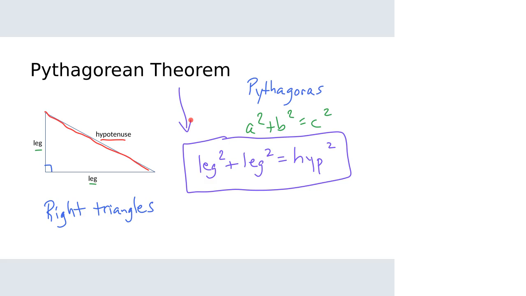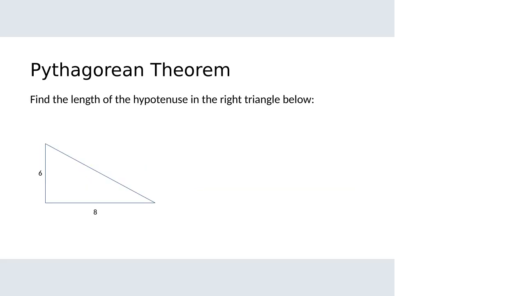Let's take a look at how that works. Find the length of the hypotenuse in the right triangle below. So we can see this is a right triangle, and we know two of the three sides. We're looking for the third side. When we have a right triangle and we know two of the three sides, we can use the Pythagorean theorem, which is leg squared plus leg squared is hypotenuse squared. And so let's put some numbers in here and see how this works out.